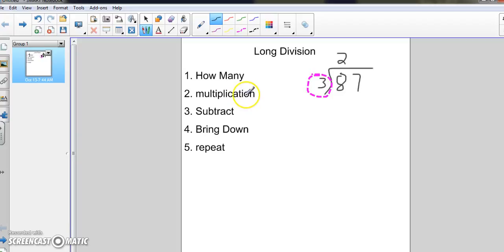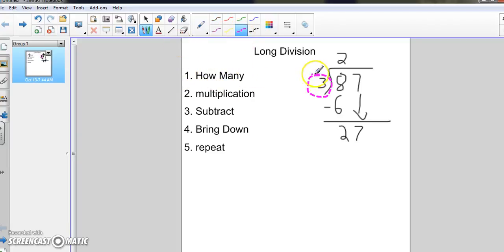So then I have multiplication. Remember, this is your key number. So what do I multiply? I multiply this number, 2, times 3, that equals 6. Then I do my next step, which is subtraction. And 8 minus 6 is 2. Bring down on step 4. 7. And repeat. Remember, how many is what you ask yourself.